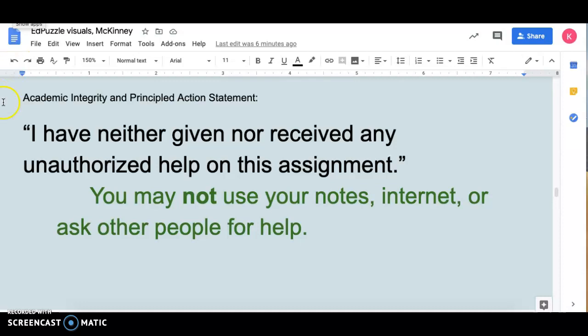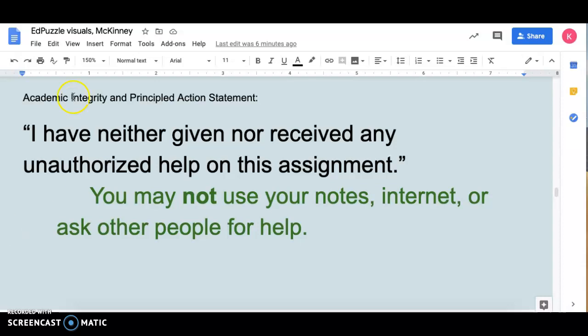Darlings, this is Miss McKinney, and this is our second Edpuzzle, and it is going to be on number types and adding negatives. So make sure that you've listened to the music video about the number types, about counting on your fingers and toes, and make sure you know how to add negatives.